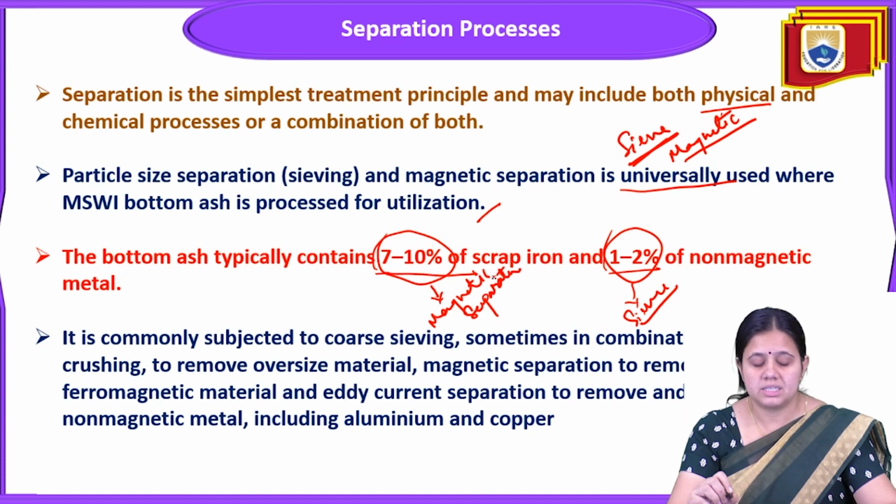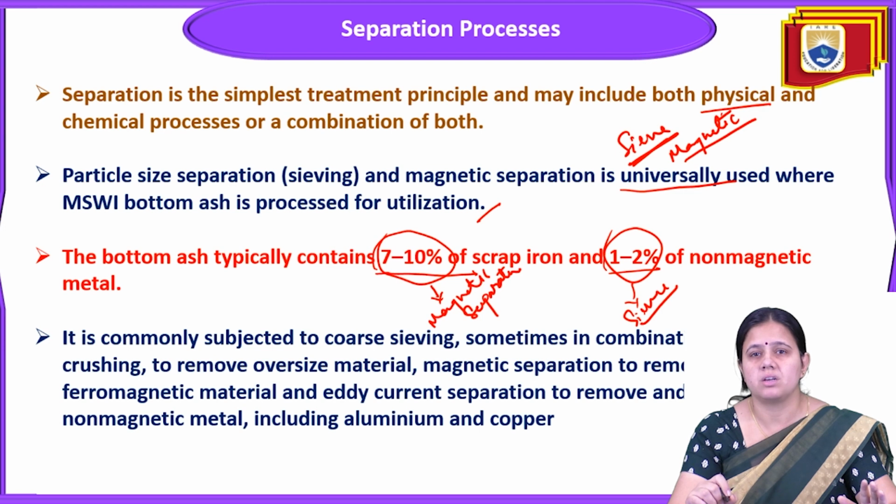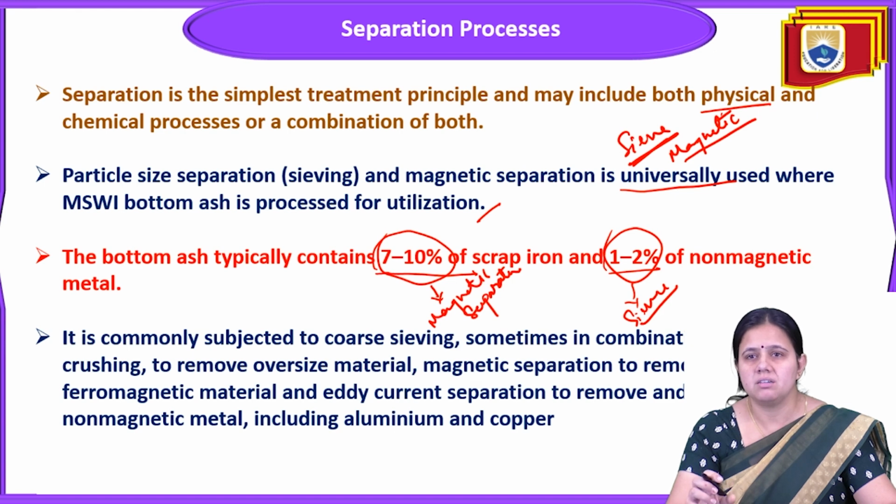So this is the separation process which is used for the treatment of the bottom ash. Most of the composition of this bottom ash is 7 to 10% scrap iron, and only approximately 1 or 2% is non-magnetic. Two processes are used: first the sieve method and second the magnetic separation method. With the magnet, the iron will be separated out, and the 1 to 2% of non-magnetic things will be separated with the sieve.